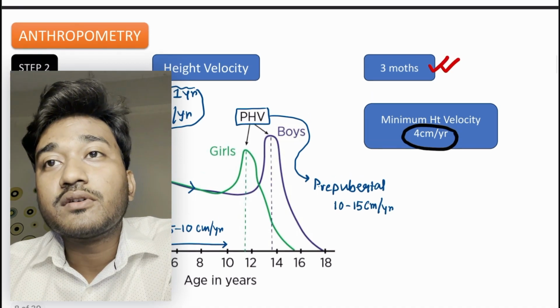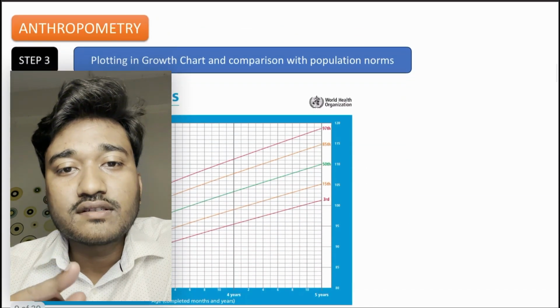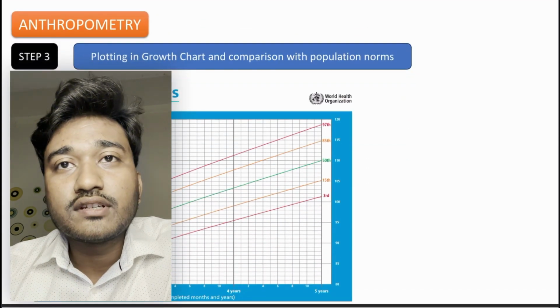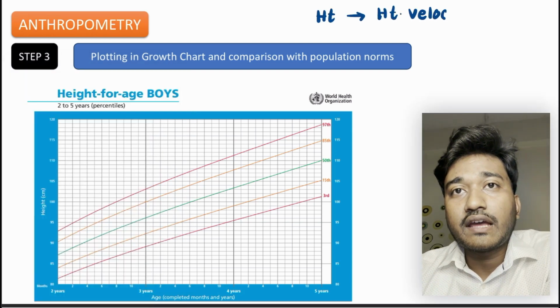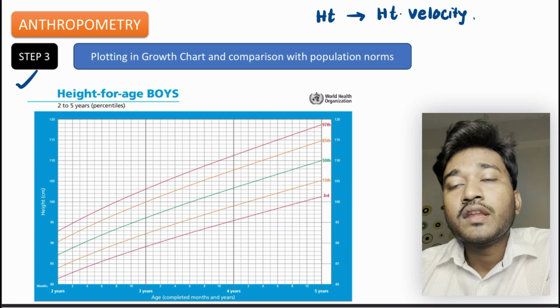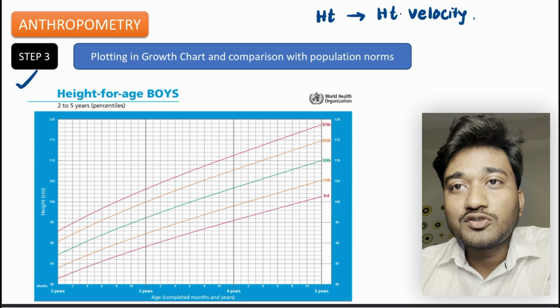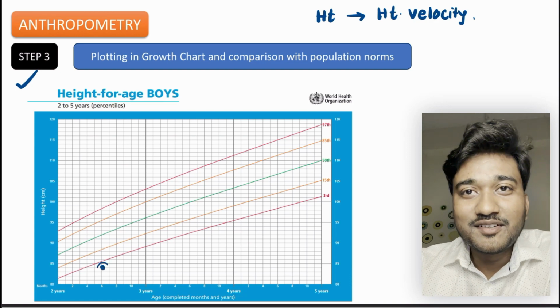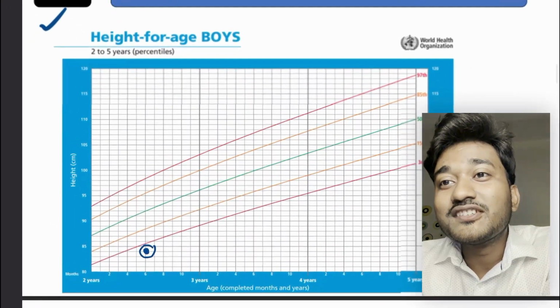Look here, this is our growth chart. Step number 1 is measurement of height or length. Step number 2 is height velocity measurement by multiple values. And step 3, you have to plot it in the growth chart. Look here, this is the WHO growth chart. Blue is for the boys. Probably blue is the favorite color for boys, that's why WHO has given this. So this is the third centile.